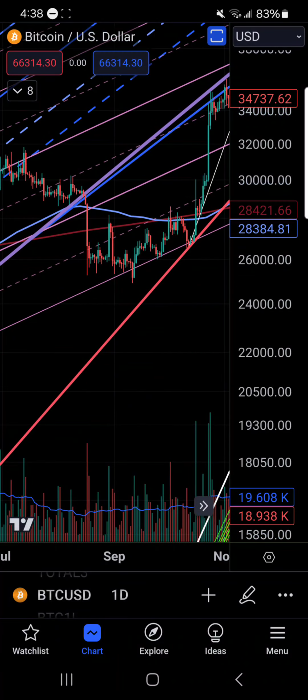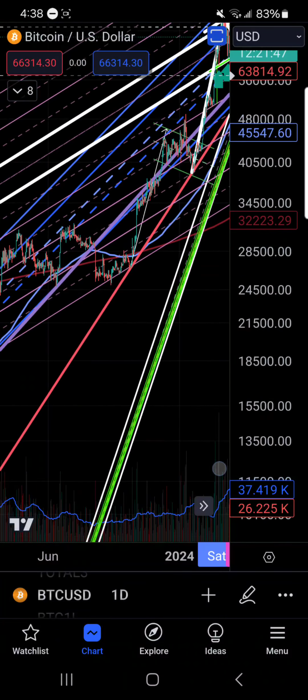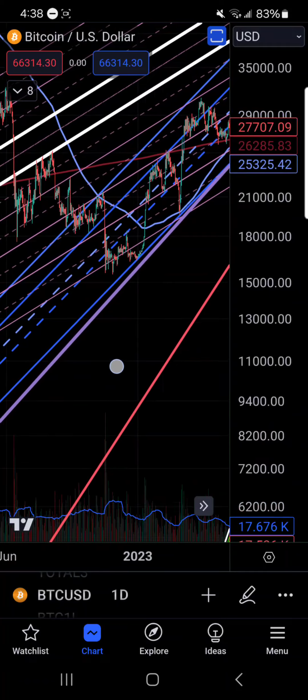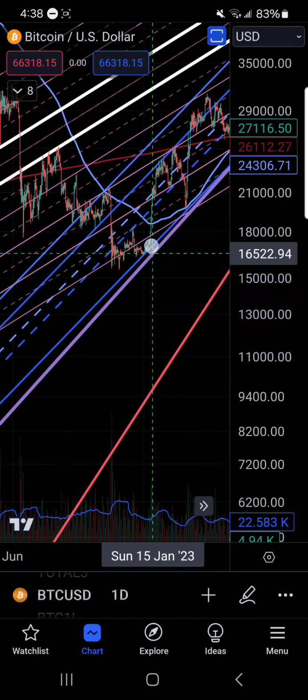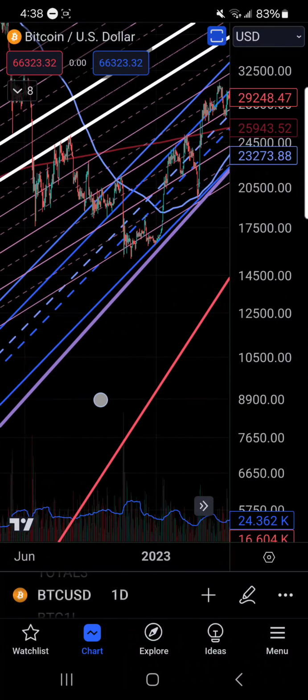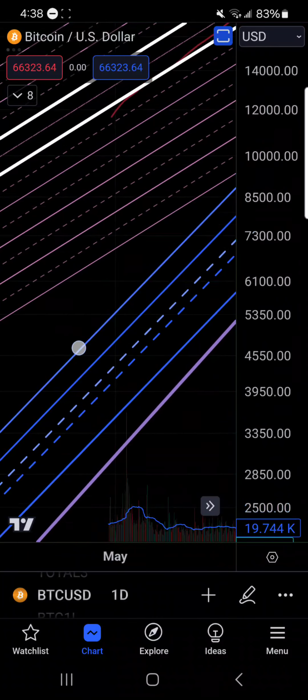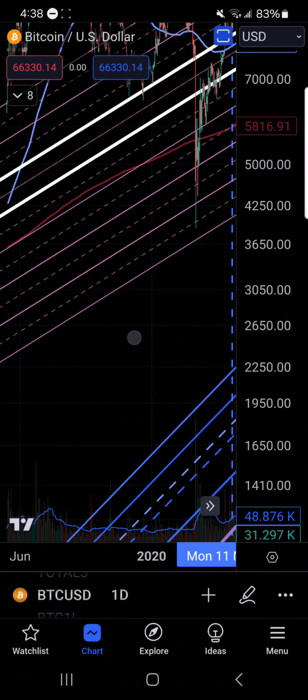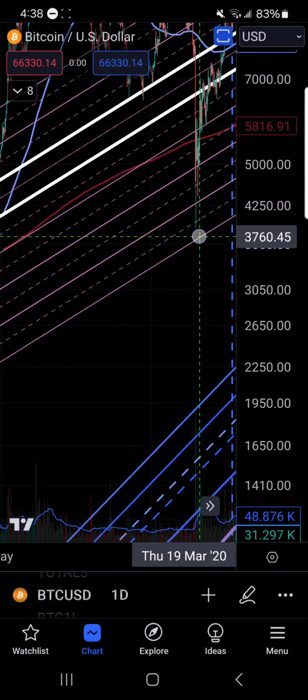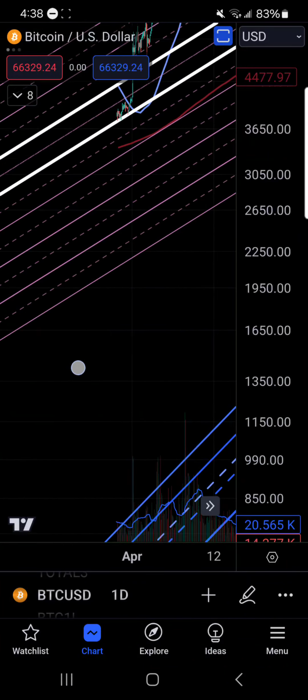which goes way, way back in time. We fell below it here a little bit. But other than that, you can see we came all the way down to the bottom of the channel there.